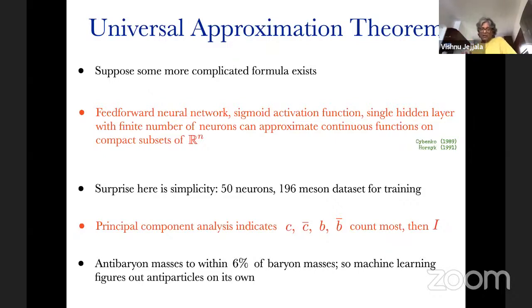Now, without training on anti-baryons, without telling the neural network that a particle and its antiparticle should have the same mass, it predicts anti-baryon masses within 6% of the baryon masses. So machine learning figures out antiparticles on its own. And this is somehow non-trivial because we know that mesons are bosons. So the parity of an antiparticle is the same as the parity of a particle. Whereas for fermions, the parity of an antiparticle and the parity of a particle differ by a sign. So it's training on purely mesonic data and learning a feature of baryons in order to get the mass correct. If you just drop the parity, the predictions become much, much worse. So it's in fact learning this attribute of QCD.